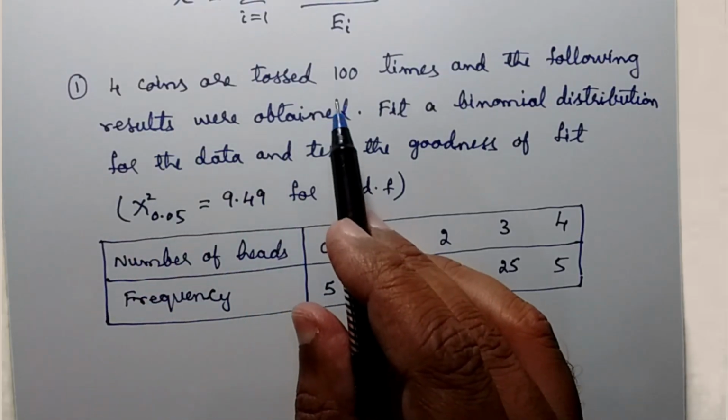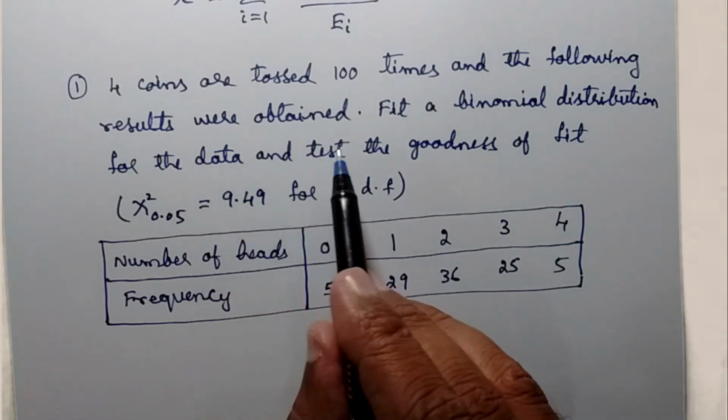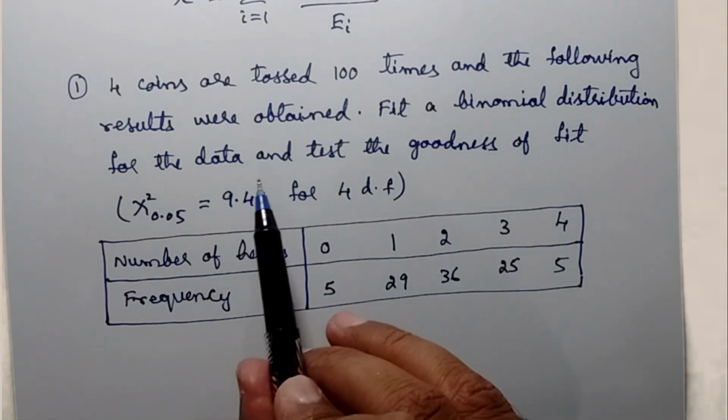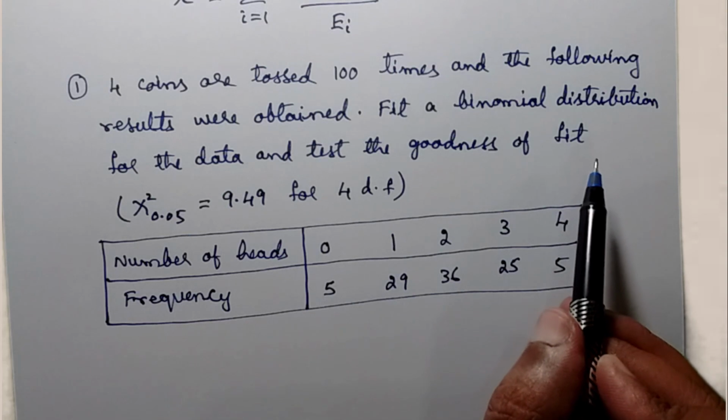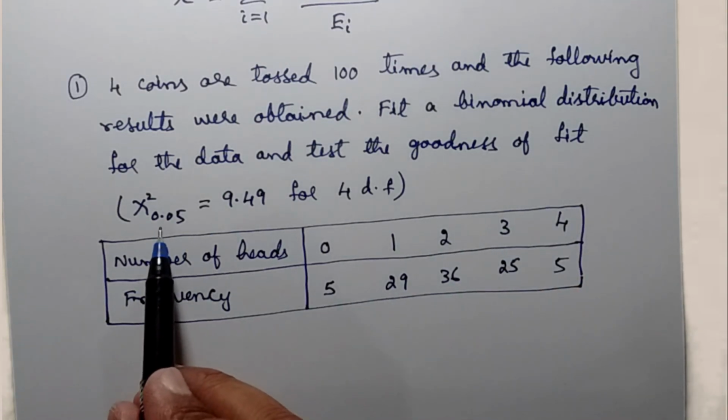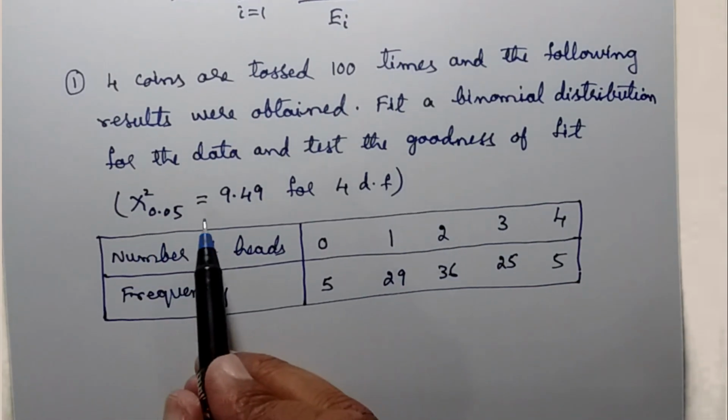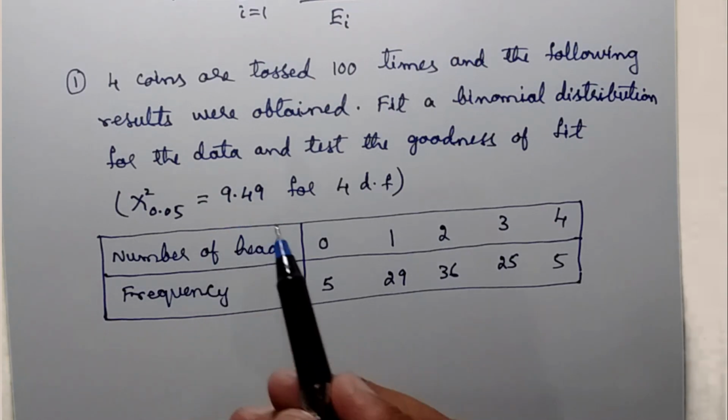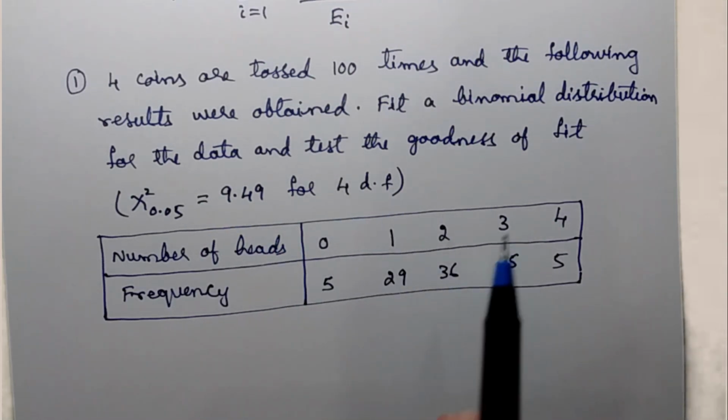4 coins are tossed 100 times and the following results were obtained. Fit a binomial distribution for the data and test the goodness of fit. Chi-Square at 5% level of significance is given as 9.49 for 4 degrees of freedom.